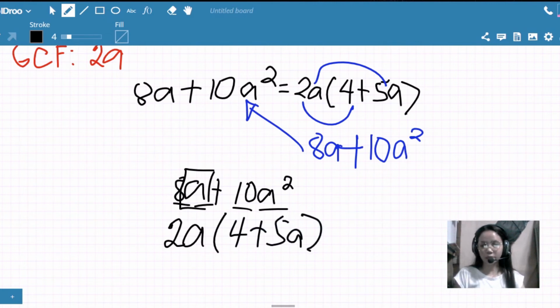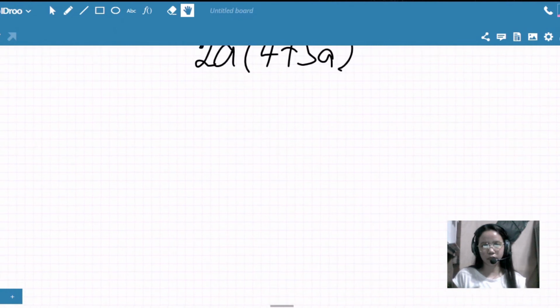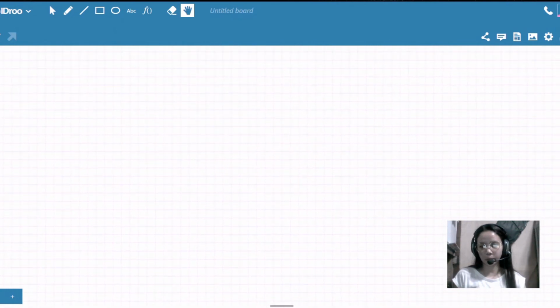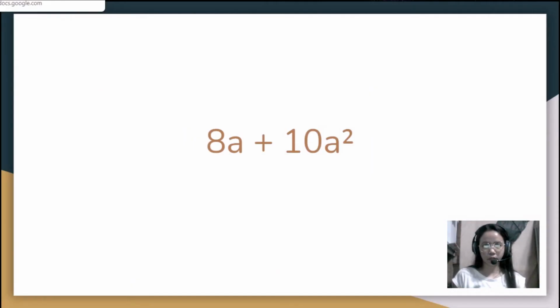So as simple as that. If and only if you can easily identify or select the GCF, it will be shorter this way. Okay, now let's have another example. This time we will be doing the shorter method.